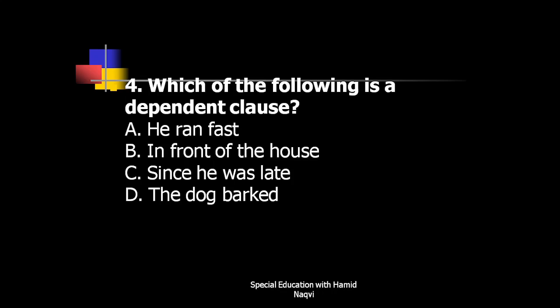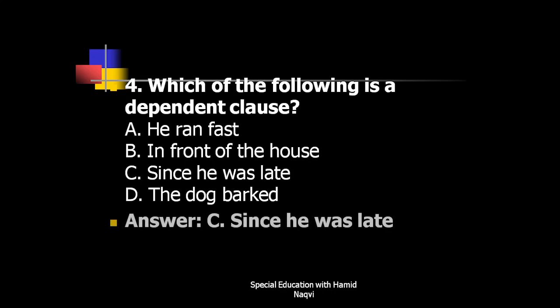He ran fast in front of the house. Since he was late, the dog barked. Which of the following is a dependent clause? Since he was late. The rest three are independent clauses.